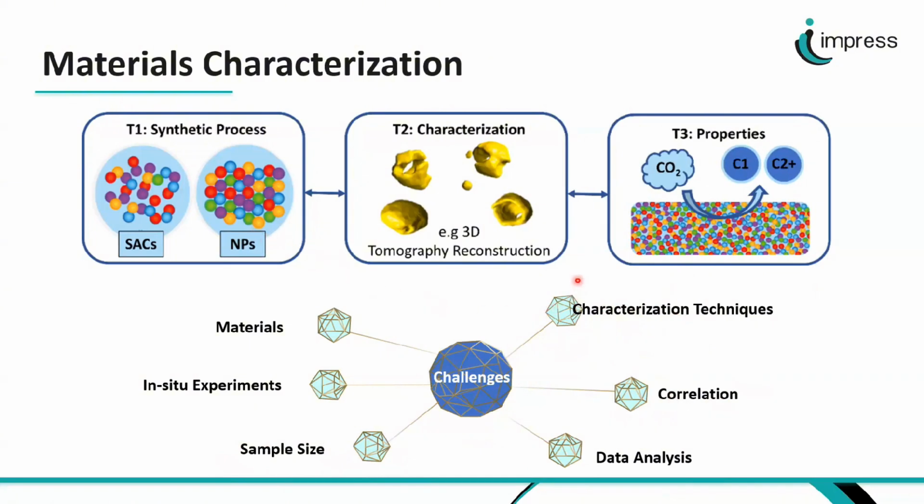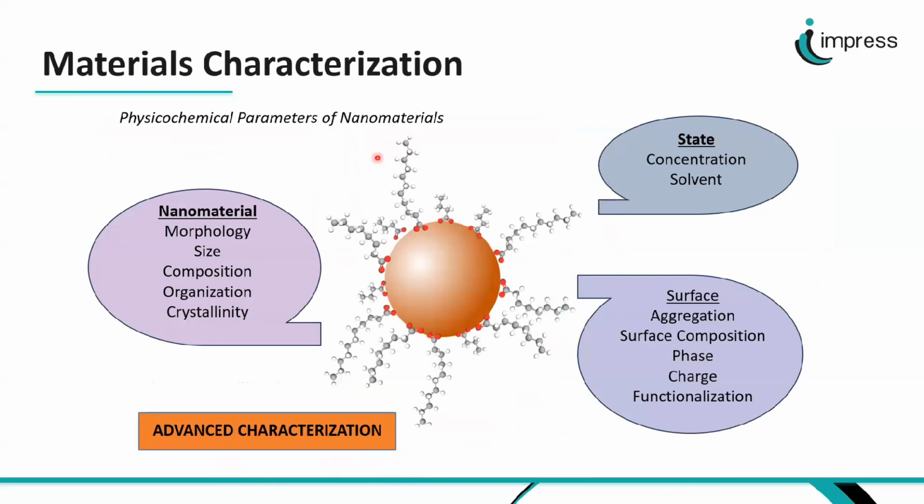And at the end, we need to make the correlation between all the characterization, material, and synthetic process, to understand exactly the behavior of your material. So with in situ and ex situ TEM, you first can understand the chemical parameters of these nanomaterials. You can visualize the morphology, the size, the composition, how these nanomaterials are organized, which is the crystallinity. You can also have them in different states, changing concentration or in different solvents. And you can even analyze the surface: the aggregation, the composition, the phase, the charge, the functionalization.